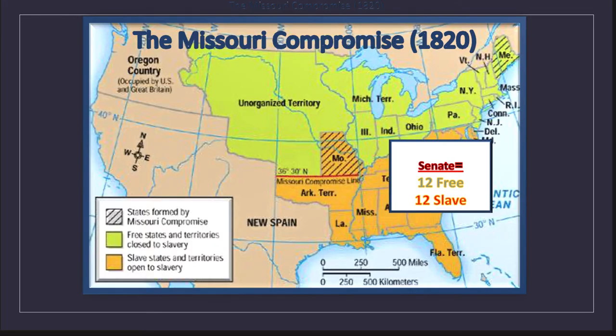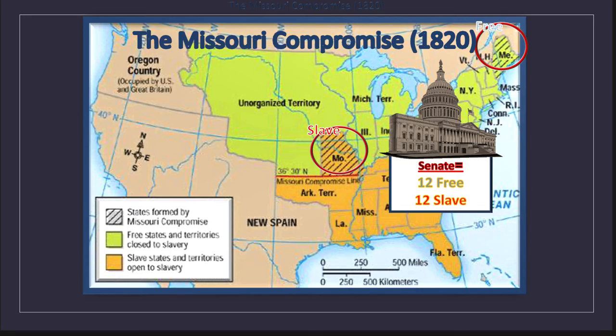So to give you a clearer picture, at this time we had 12 free states and 12 slave states in the Senate, which means that we're equal on both sides. But Missouri wanted to enter the Union, so we have to answer, what is it going to be? Missouri becomes a slave state. So how do we keep that balance? Well, in order to keep that balance, we add Maine as a free state. That keeps the balance within the Senate exactly how we needed it to be.